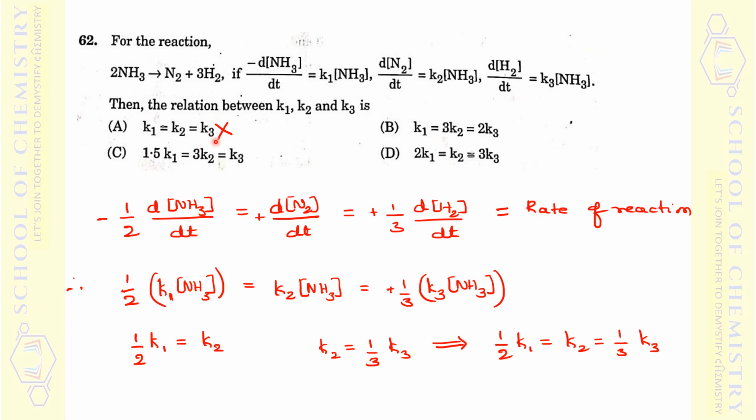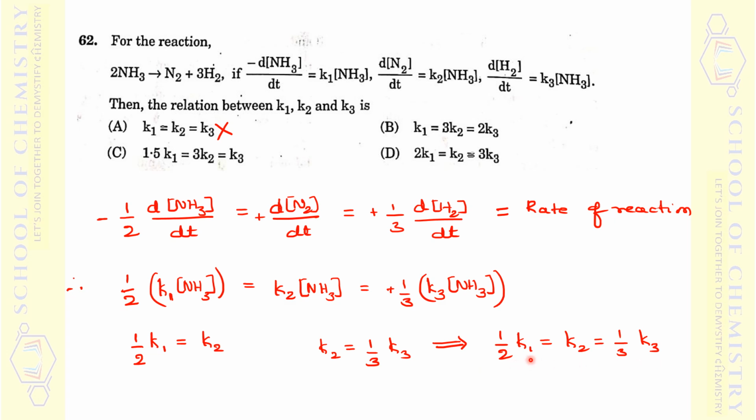So first one, readily we can say that the first option is not possible, because in the first option they say K1 is equal to K2 is equal to K3, but this equation can never be taken to this format, so this cannot be the answer. Now if you look at option B, they say K1 is equal to 3 times K2. Now we have 1 by 2 K1. If you want to convert it to simply K1, you should multiply it by 2.